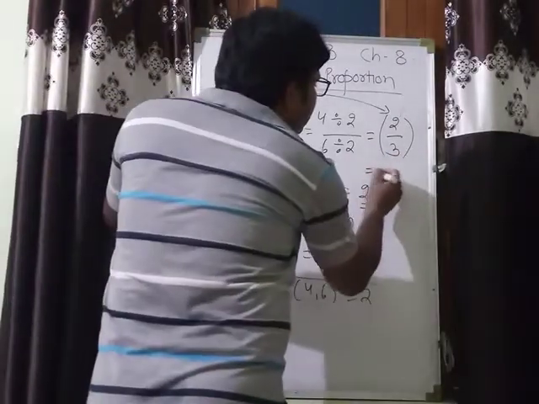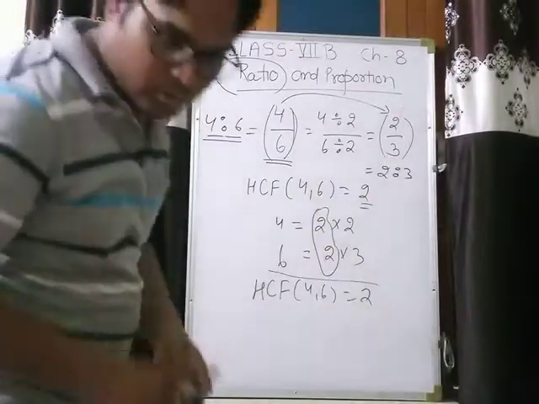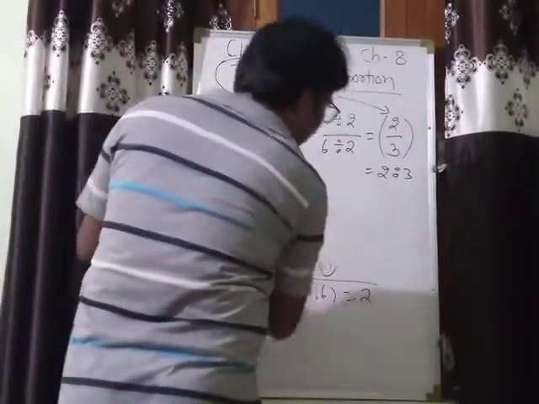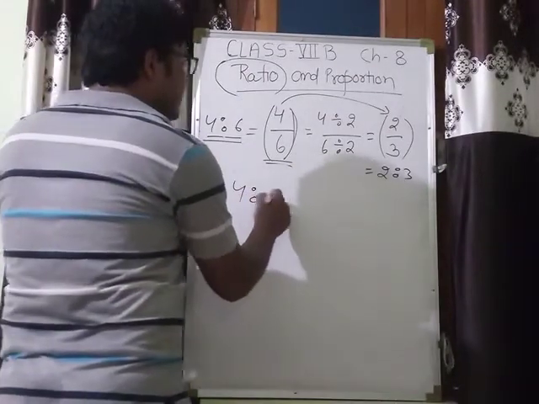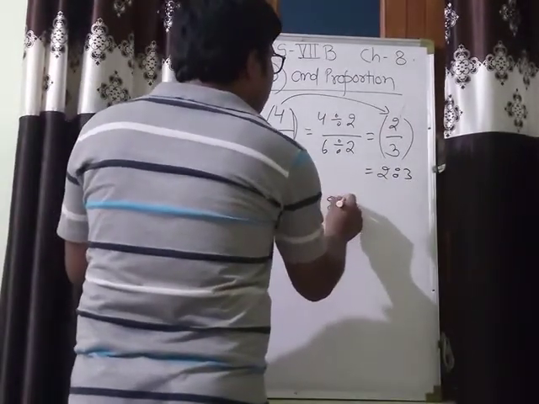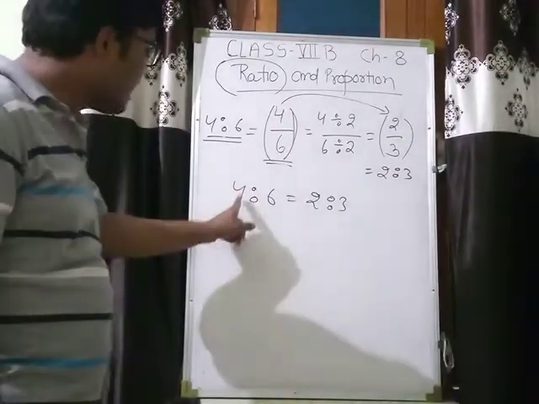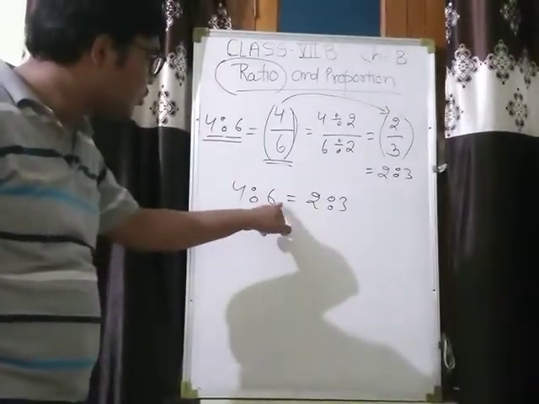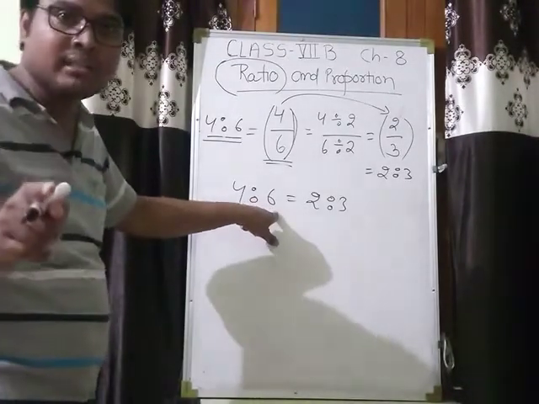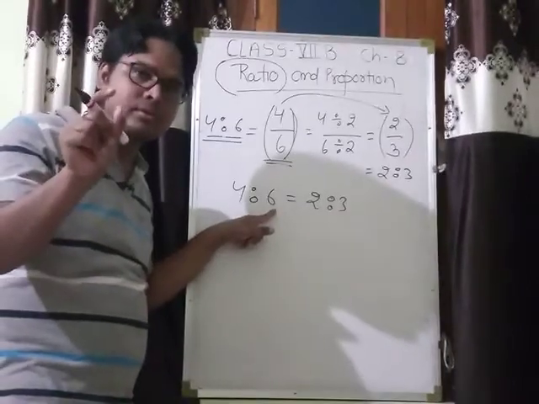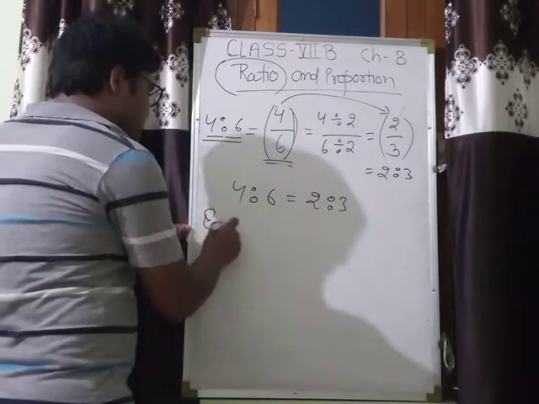Now convert it again into a ratio, 2:3. What did you find out from here? You will get the simplest form of this ratio. The simplest form of 4:6 is 2:3. How can we find this directly? By dividing antecedent and consequent, first term and second term, by their HCF. Got it, everyone? I am going to give you another example.